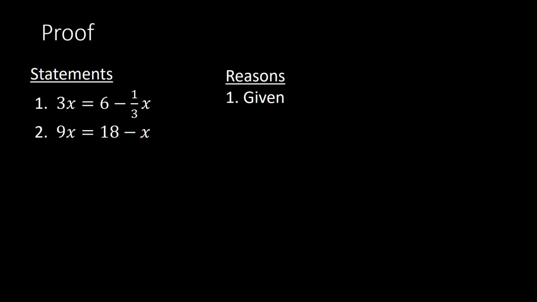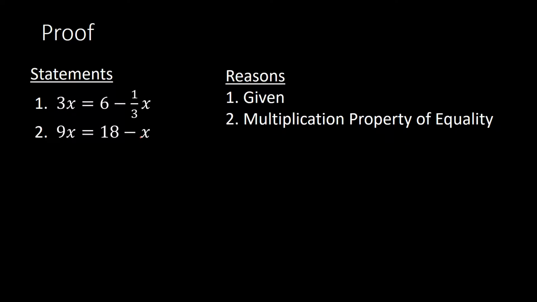Well, I multiplied both sides of the equation by the same number. I multiplied by a 3. And what property says I can multiply both sides by the same thing? Well, that is simply your multiplication property. Your multiplication property says that I can multiply both sides of the equation by the same number. So that would be the reason for step 2.